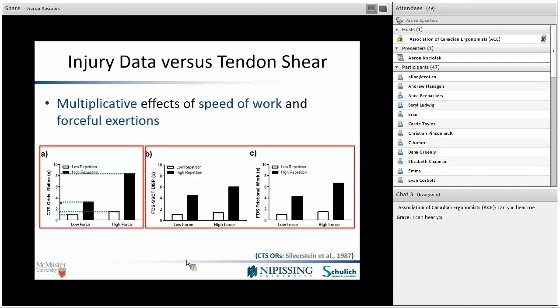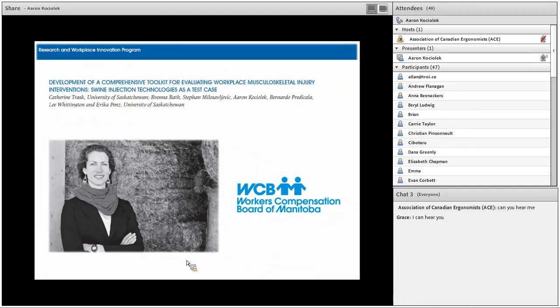So for the last part of the talk, I thought I'd highlight a study that I've had the pleasure to be a part of, under the supervision of the primary investigator, Dr. Catherine Trask out of the University of Saskatchewan. As I was passing through as a research associate, I was out there for about 2 years. I was lucky to get involved in this study, and it actually provided an opportunity to continue working on some of my own interests in relation to wrist and hand injuries.